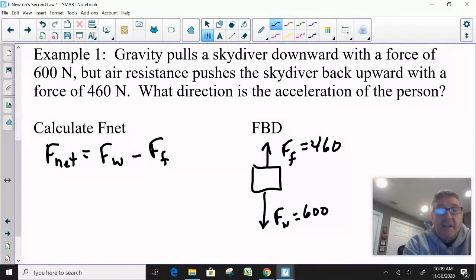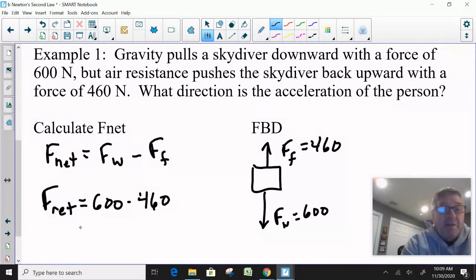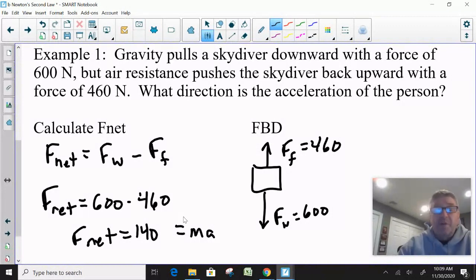So in this case, the net force is just going to be these two values added together. I'm going to say F net, added together vectorially. That would be 600 minus 460. And if I did my math correctly, the net force will then equal 140. And of course, we know from Newton's second law that equals ma. And so if I gave you the m or the a, we could solve for the other. Okay, so that's pretty simple.